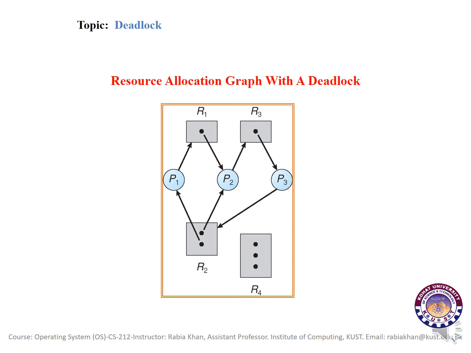One circle is: P1 is waiting for P2 and P2 is waiting for P3. P3 is then waiting again for P1. Let me draw it. So here you can see one circle.